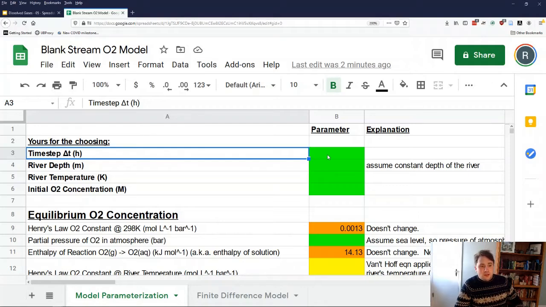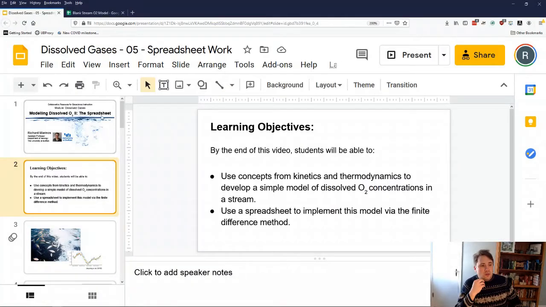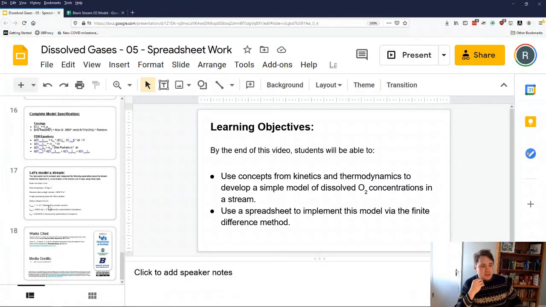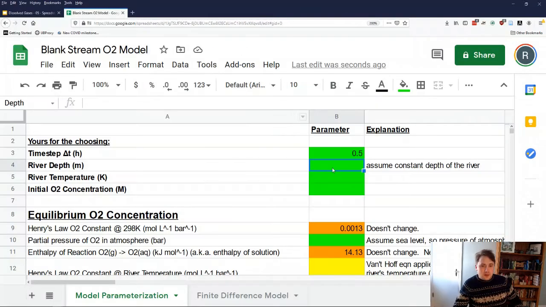These values are things that you can choose, or time step, in hours. Let's say we're modeling this over 5 days, so a half-hour time step doesn't seem unreasonable. We'll just put it in as 0.5. The stream depth, you'll recall we set in the previous lecture, we said that the depth was 0.5 meters. So we'll put this here.